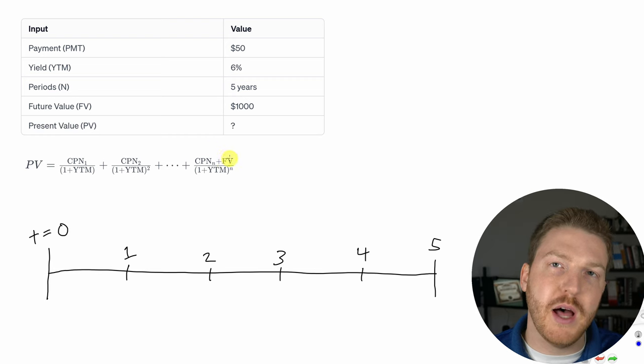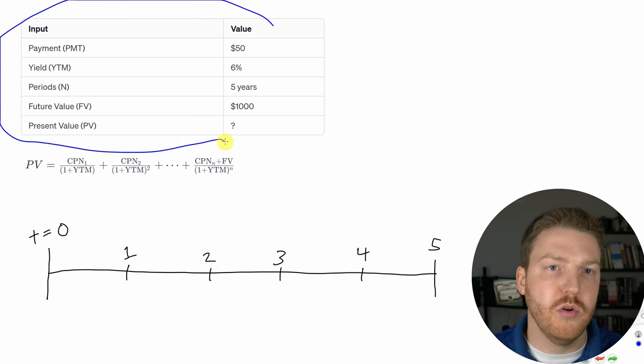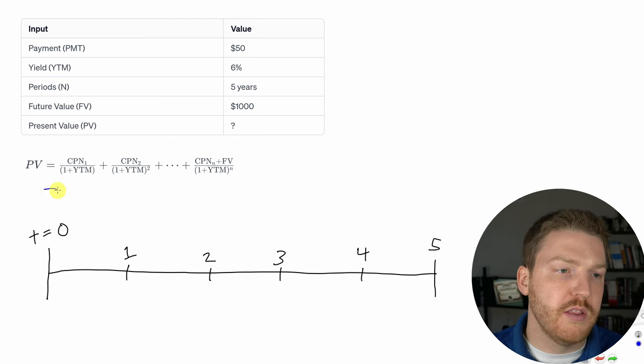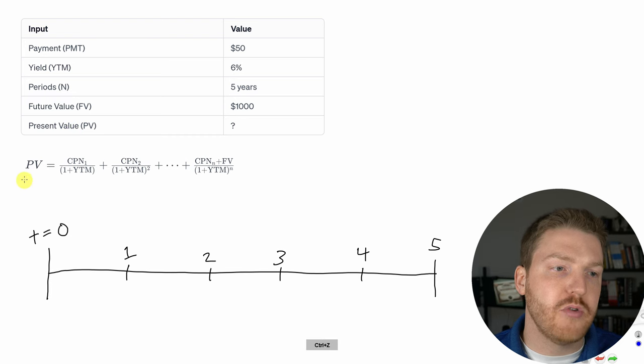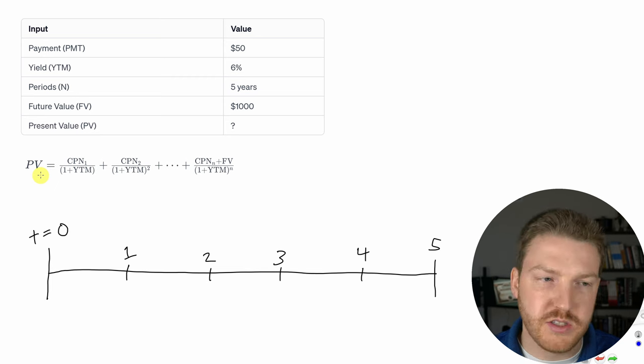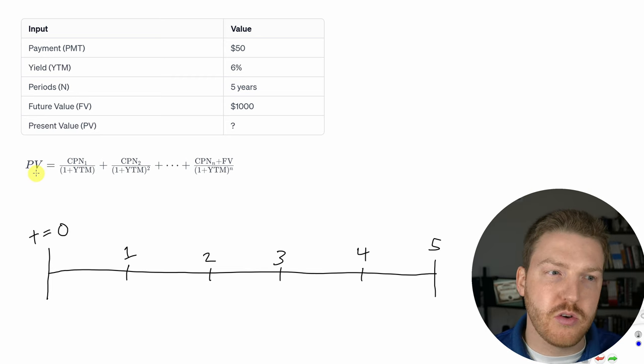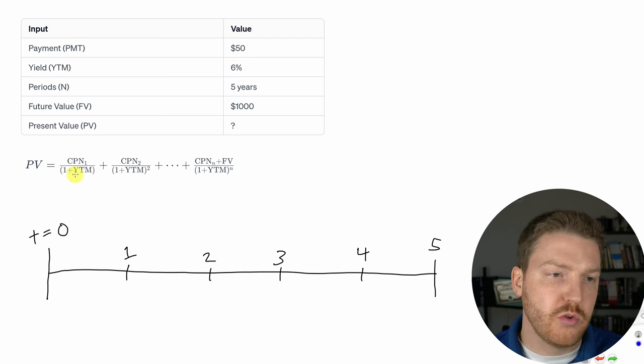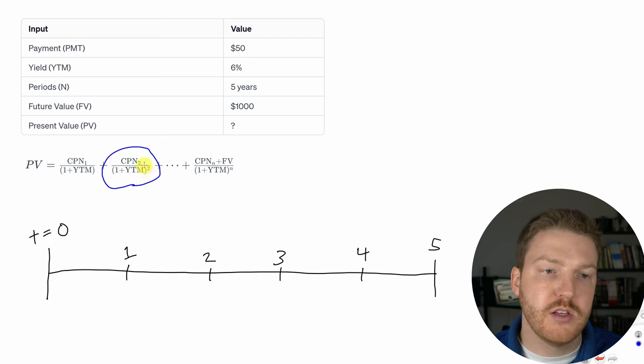All of the details of the bond that I've just described can be seen in this table right here. But now we're going to take all these values and plug them into this formula to calculate the present value of a bond. So let's just walk through really briefly what this formula is saying. We're saying that the present value of a bond is going to be equal to the coupons divided by 1 plus the yield to maturity. So this is just for coupon 1. And then for coupon 2, it's the second coupon divided by 1 plus the yield to maturity squared.